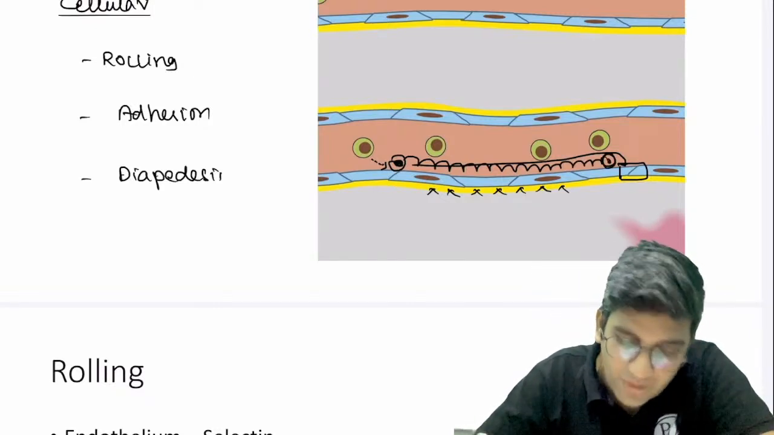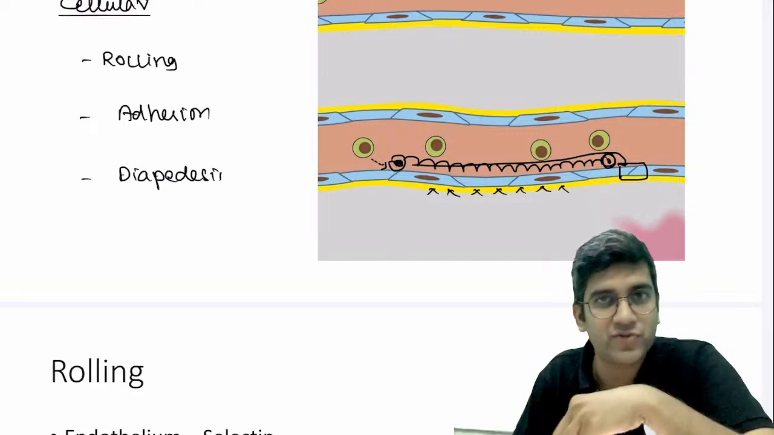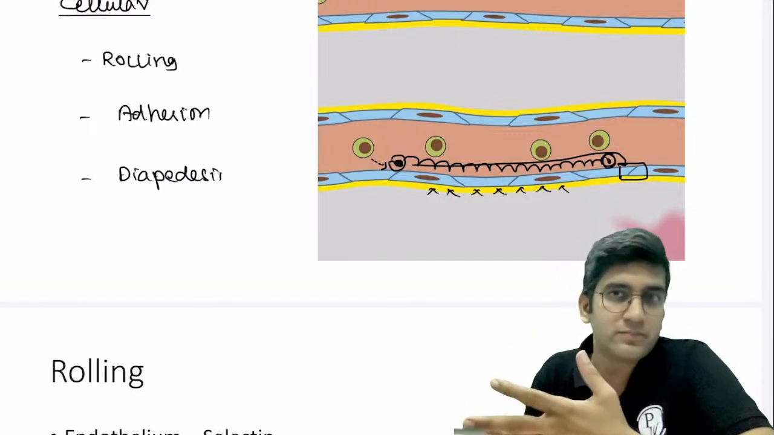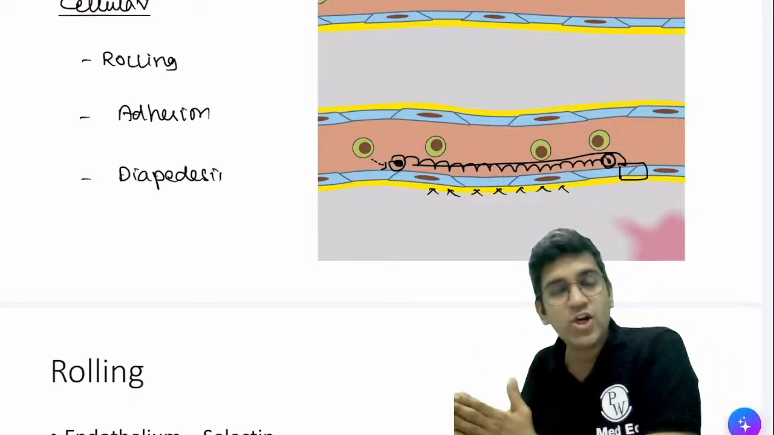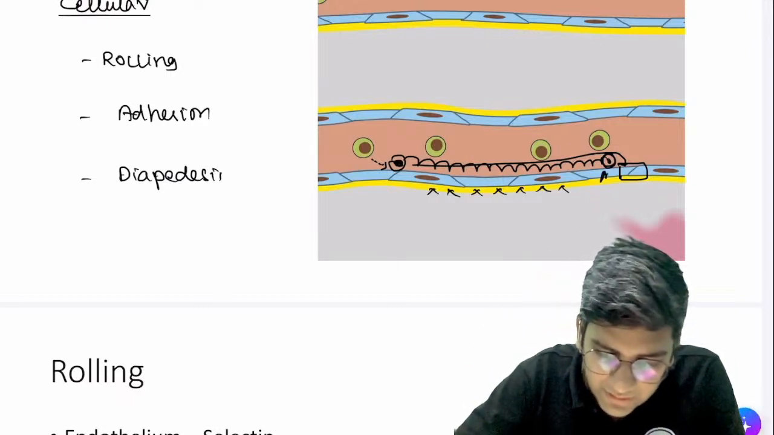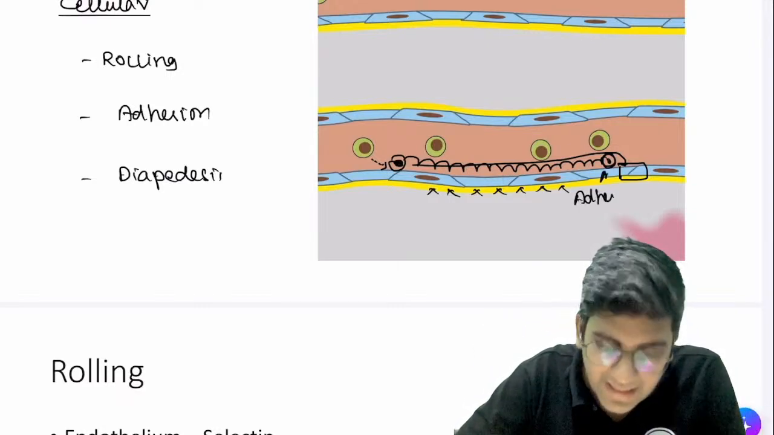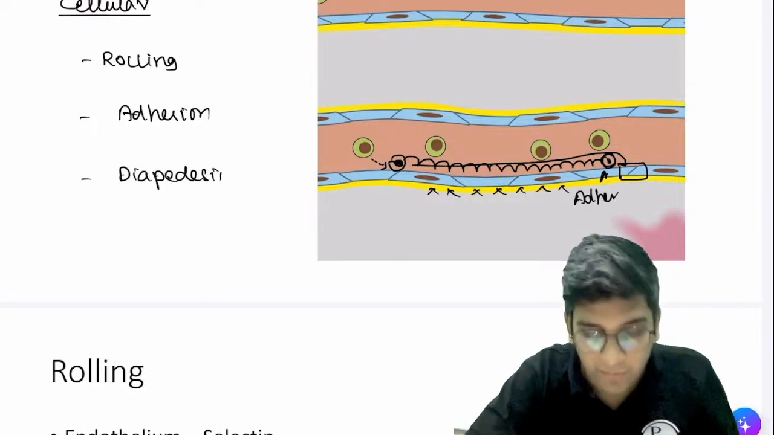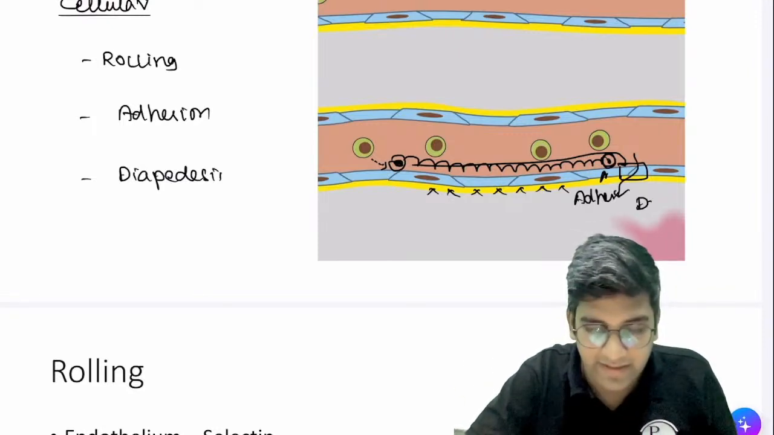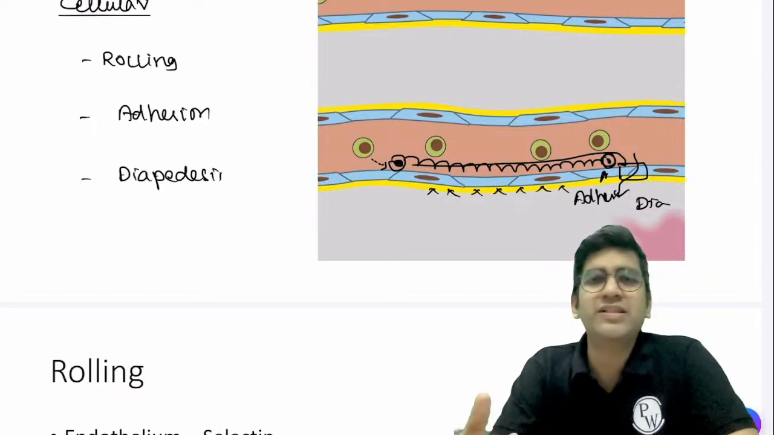Then here, once I reach the area where the gap is formed, should I stop rolling? That's where I adhere, right? So once I move till the area of the gap formation, exactly here I will adhere. Adhere means just sticking there, not moving, not rolling anymore, right? Next for me is exit. That's my diapedesis, right? So it's a simple step.